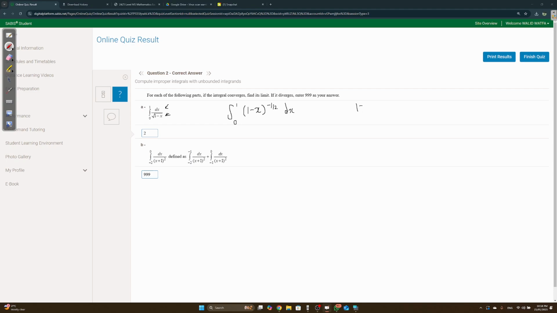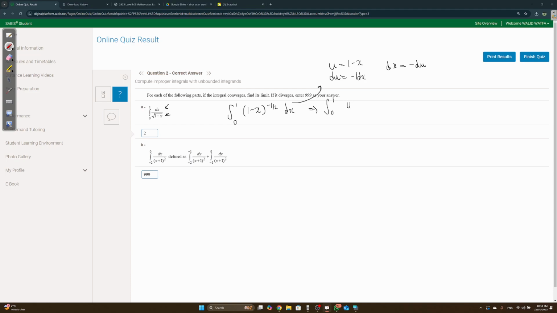Integrate it, you need to use u substitution, right? Because it's more than one term. So u is equal to 1 minus x. So du is equal to the derivative, negative x to the power of 1, equals negative 1 dx. So dx is equal to negative du, because you divide by negative 1 on both sides. We need to rewrite dx. Remember how to use u substitution.